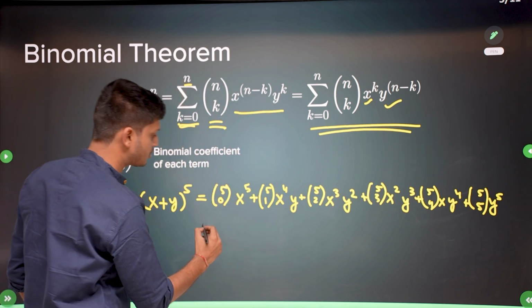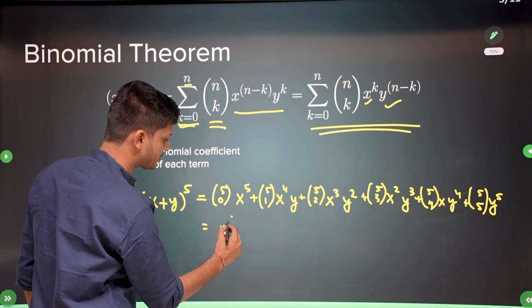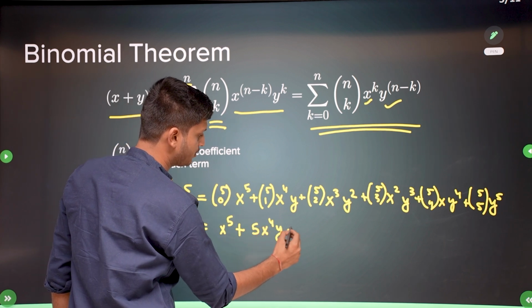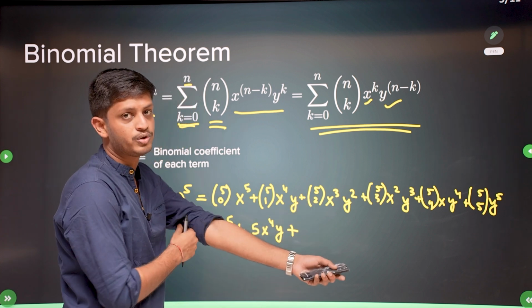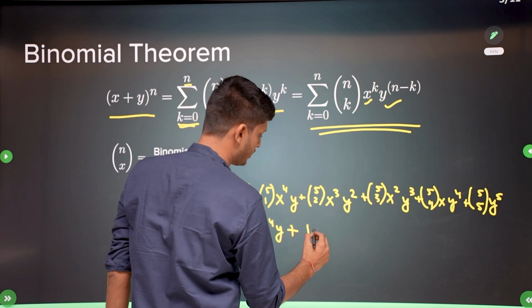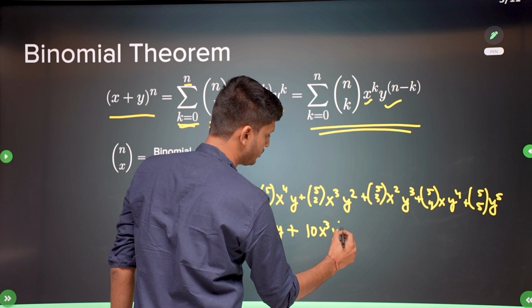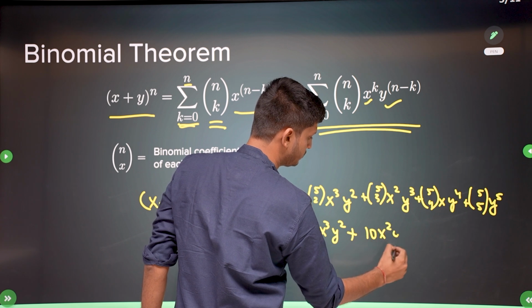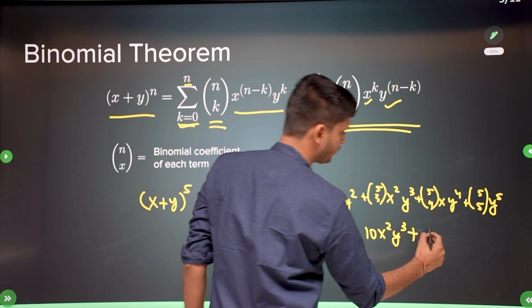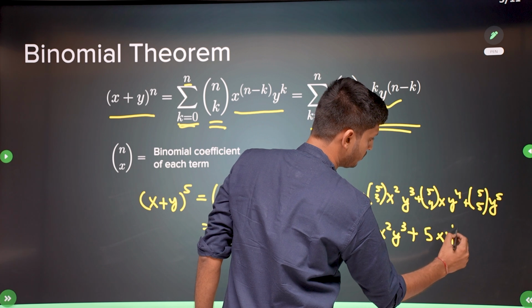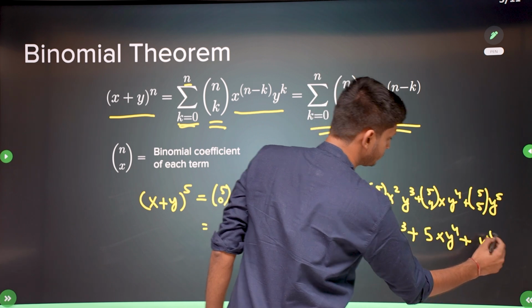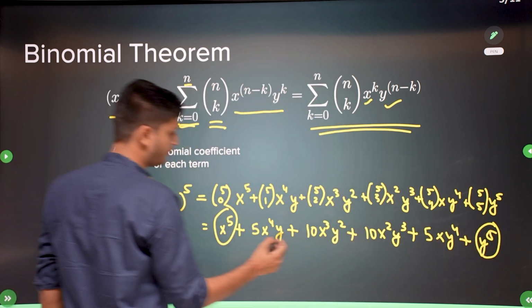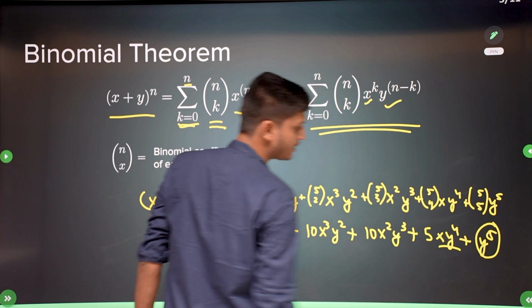Right? If you just write the values also, 5c0 is 1. So this will become x to the power 5. 5c1 is 5. So it will become 5x to the power 4 y. 5c2 is what? 5 into 4 upon 2, which is 10. So 10 x cube y square. Again 5c3 is equal to 5c2. So it will become 10 x square y cube. This is symmetric. 5c4 is 5, so 5x y to the power 4. And this is 1. So the coefficient of x to the power 5 will be equal to the coefficient of y to the power 5. The coefficient of x to the power 4 y will be equal to the coefficient of x y to the power 4.